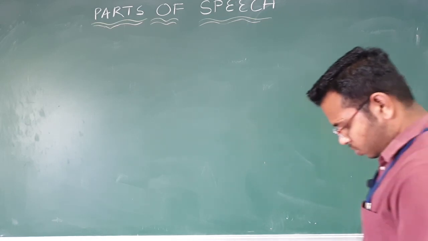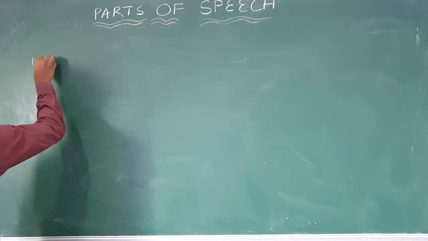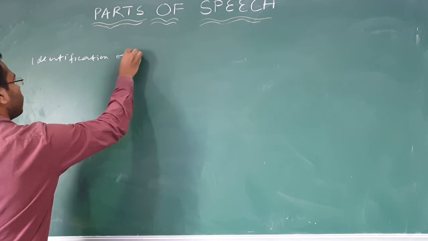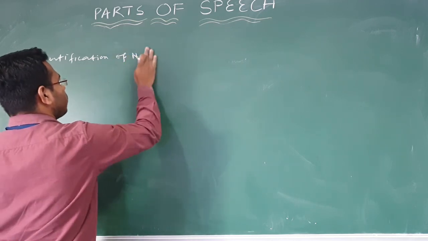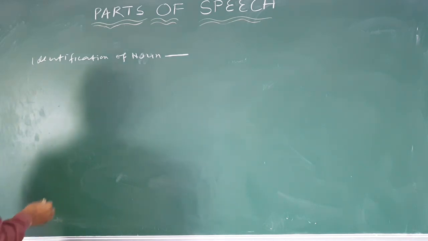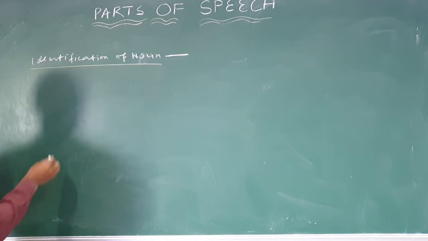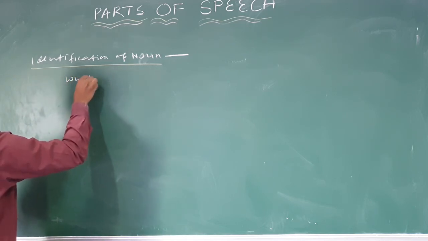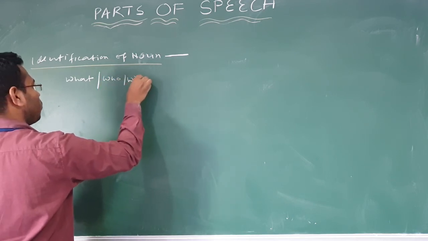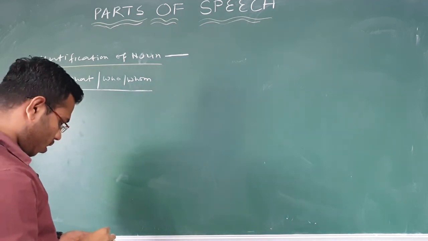Now we will discuss identification of noun. Okay. So if we find the answer of what, who and whom, then we can say that word is a noun.